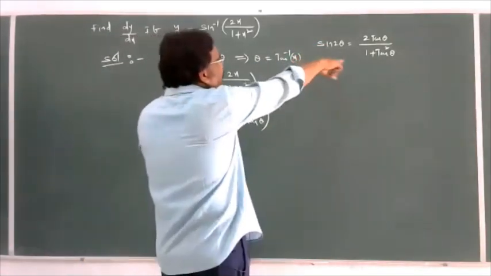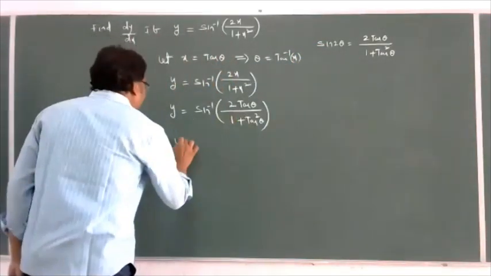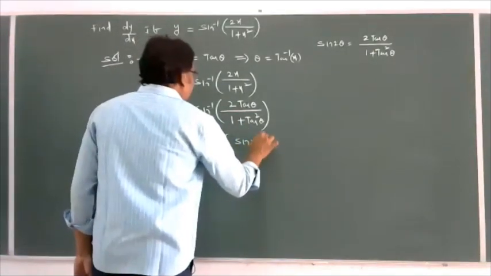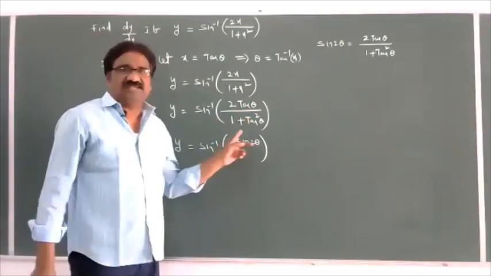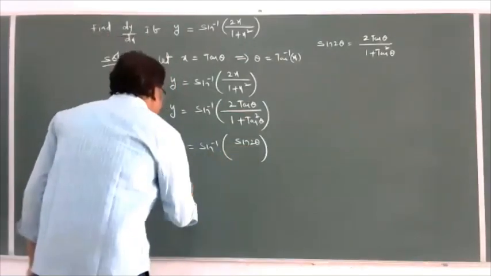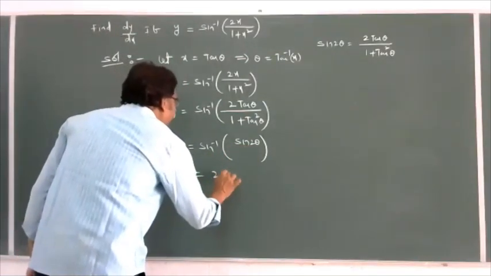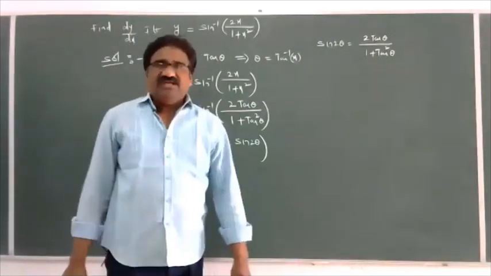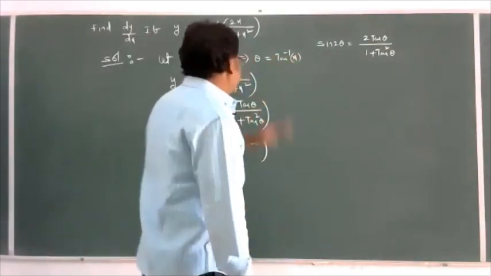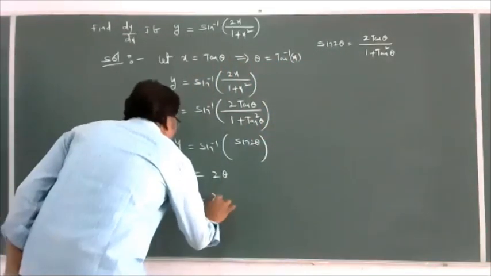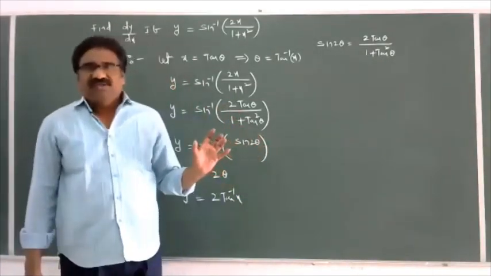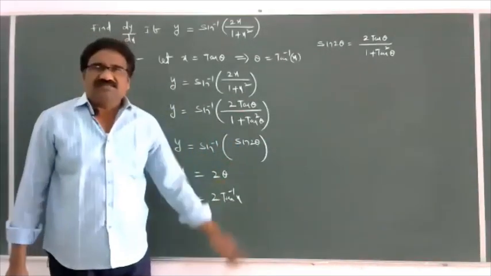2 tan theta by 1 plus tan square theta is sine 2 theta. So y is equal to sine inverse of sine 2 theta, that is, y is equal to 2 theta. What is theta here? Tan inverse x. So y is equal to 2 into tan inverse x. Up to this we simplified the given problem, y in terms of x.